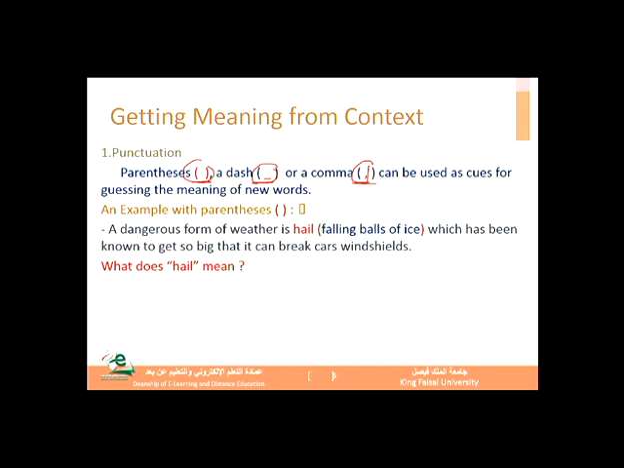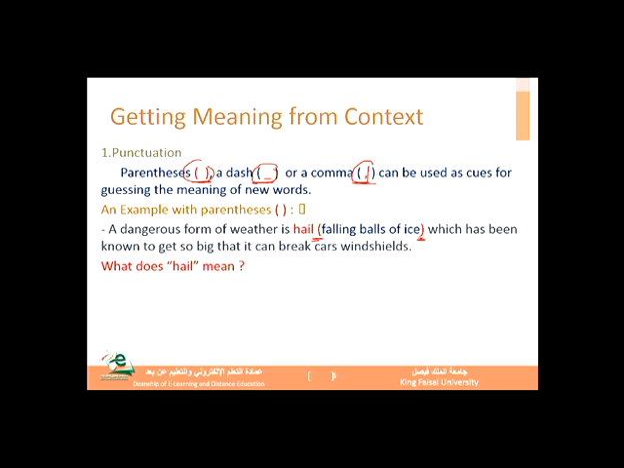Here we have an example. Let's read it together. A dangerous form of weather is hail. Then we have parentheses. All right? So, between those parentheses, falling balls of ice, which has been known to get so big that it can break cars or cars' windshields. All right?